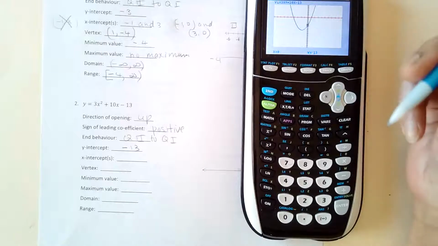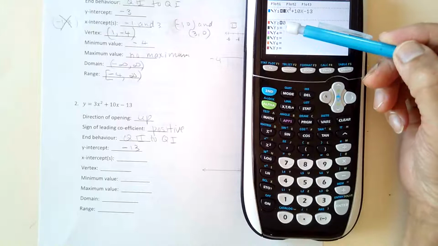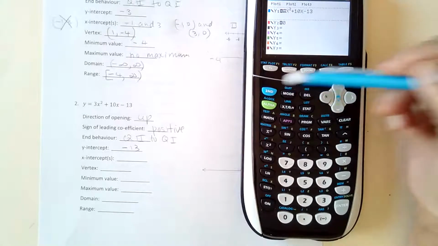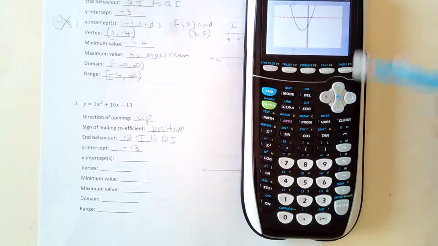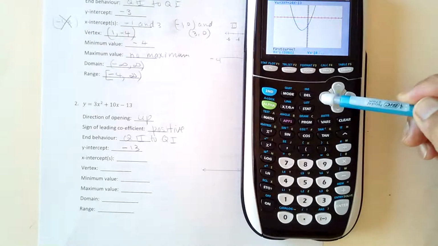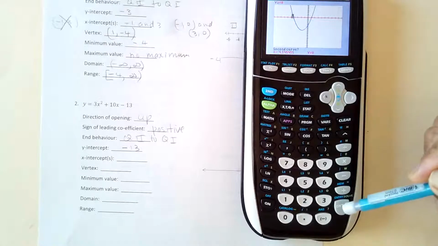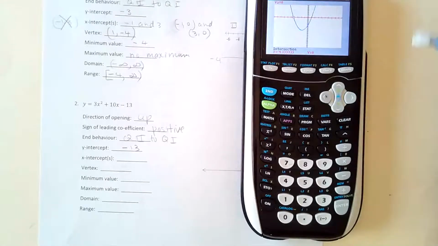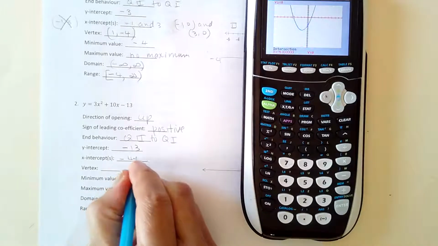So let's go ahead and do that. Go to your y equals button. Make sure you have y2 equals 0. Then second trace, go to intersect. I'll go to my left first. It doesn't matter which. Press enter 3 times. That gives me a value of -4.33, so I'll put -4.33 here.